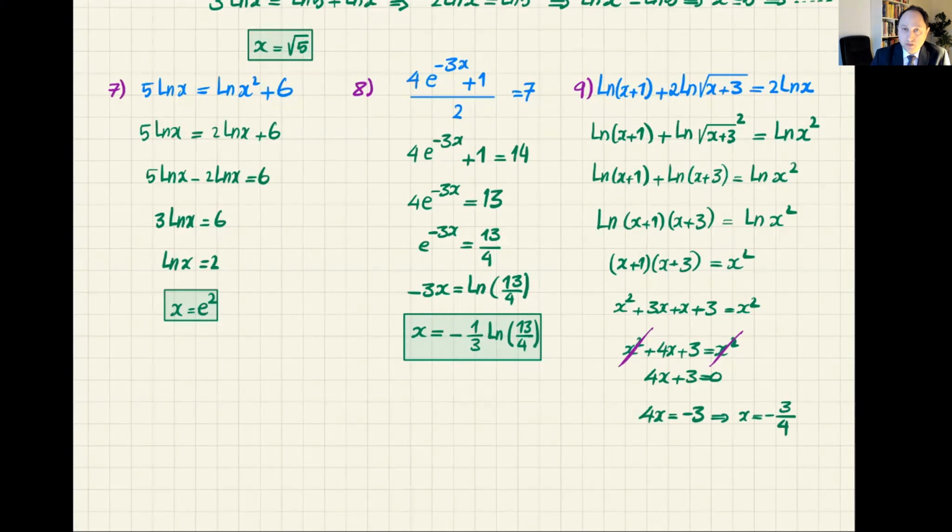But this answer is not acceptable at all, because you see that this number is acceptable here because if I add 1 to it, it becomes positive, so I don't have any problem here. If I add 3 to it, this becomes positive, no problem here, but I will have the problem here. This is a negative number, I cannot put it here, so this is not acceptable. And so that is not acceptable, I will cross it over.